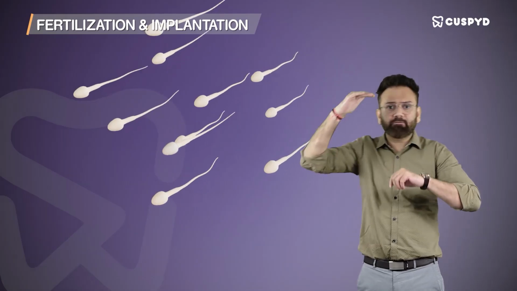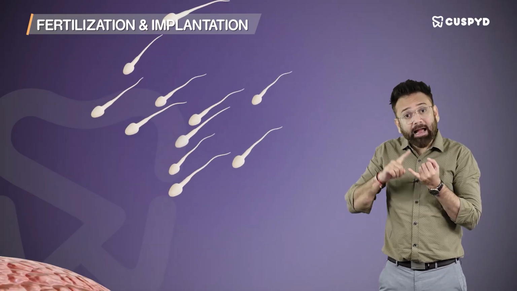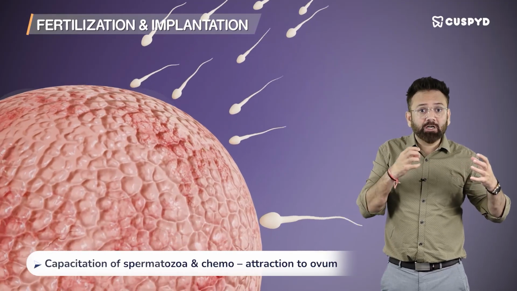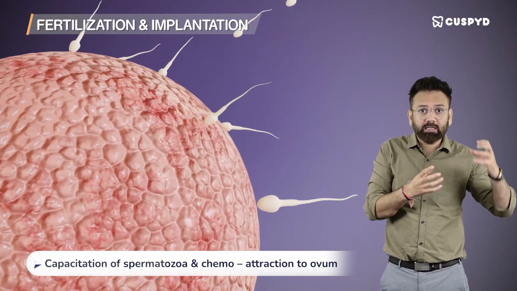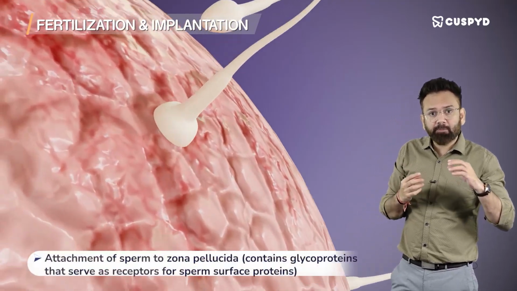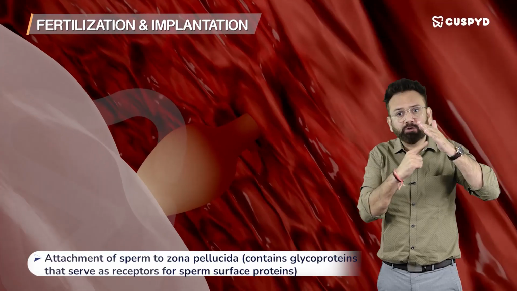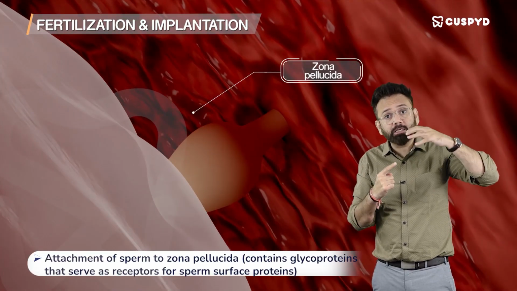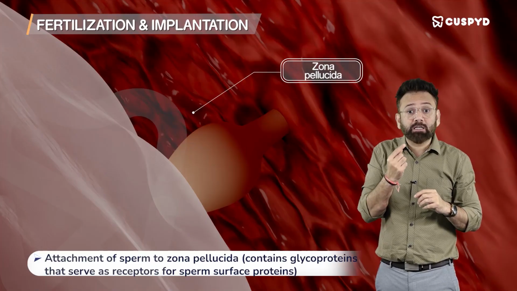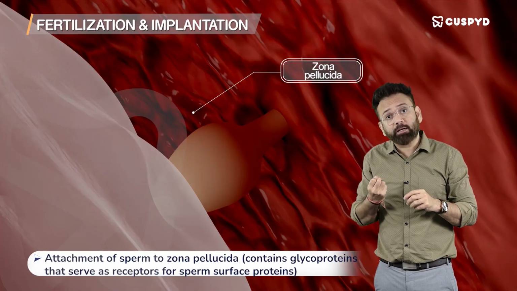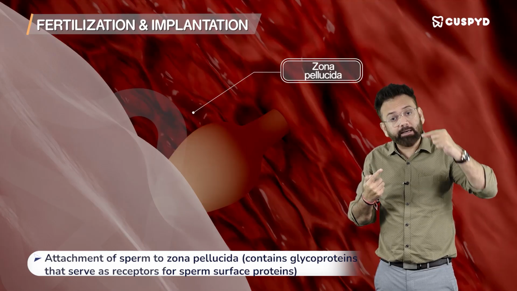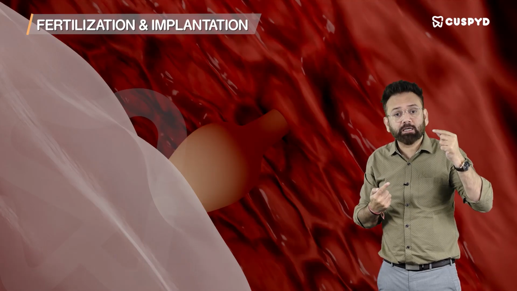So, 4 steps in fertilization are: number 1, capacitation of spermatozoa and chemoattraction to the ovum. Capacitation happens in the female tract. Second is attachment of sperm to zona pellucida. The membrane of the ovum is called the zona pellucida. It contains glycoprotein that serves as a receptor for sperm surface protein. The sperm has some protein, the ovum also has a receptor, and that layer is called the zona pellucida. This is the second step.